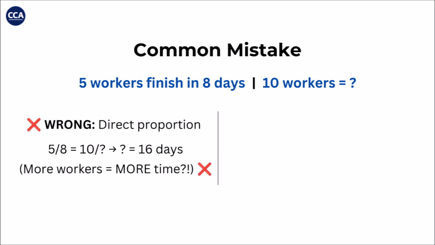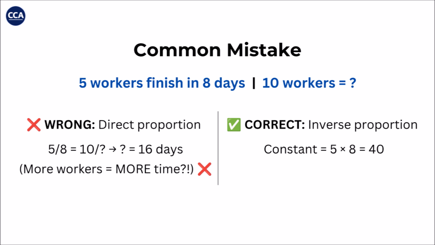More workers means less time. This is inverse proportion, not direct. Correct method. Constant equals 5 multiplied by 8 equals 40. Answer equals 40 divided by 10 equals 4 days.